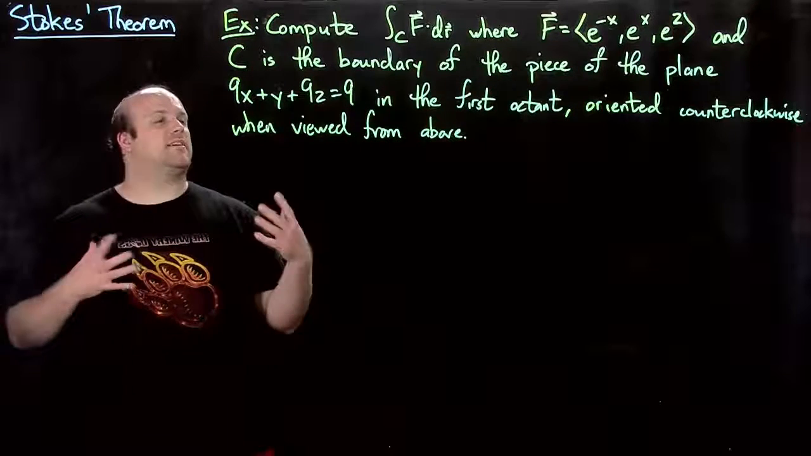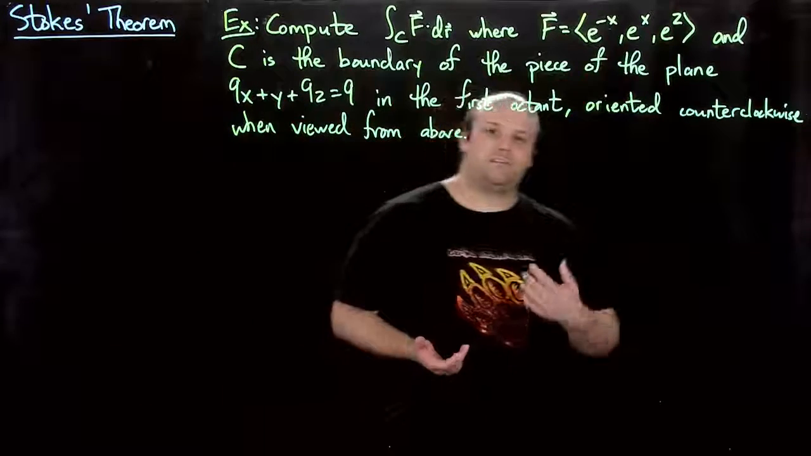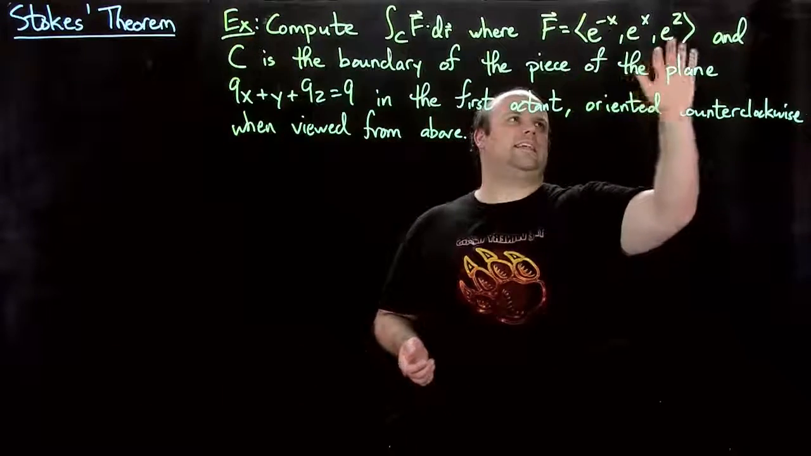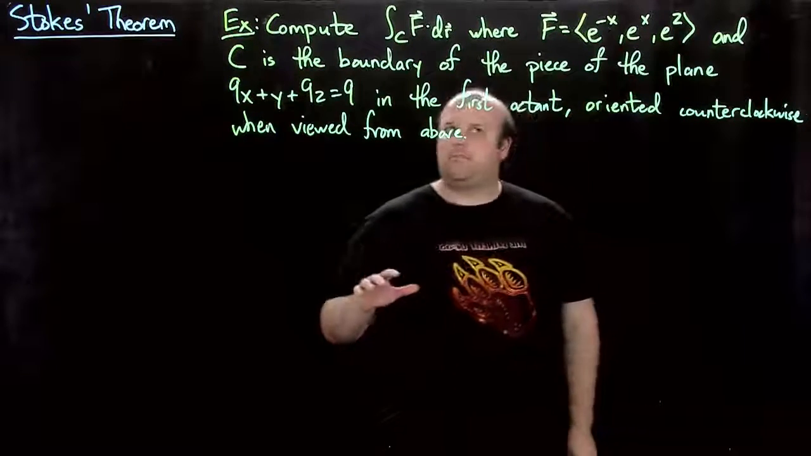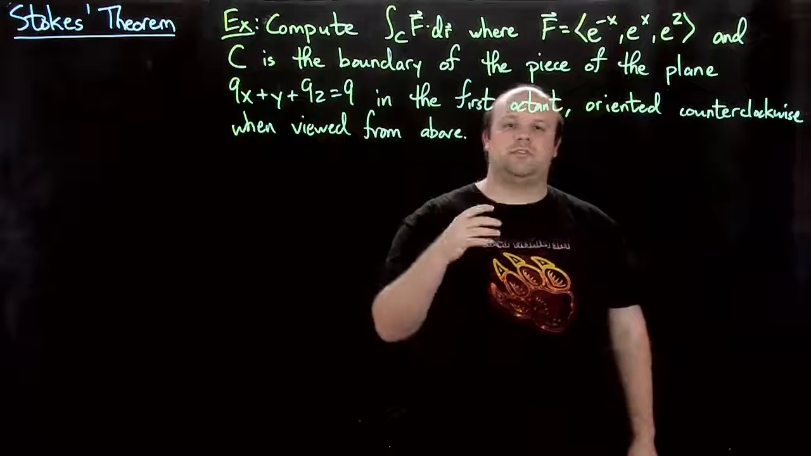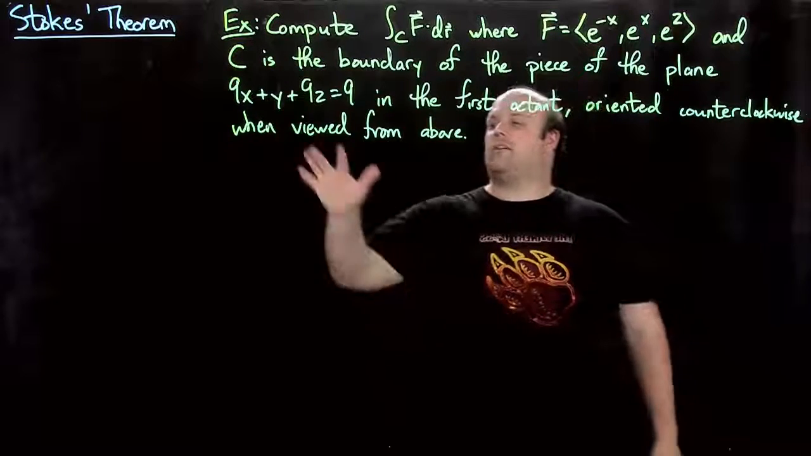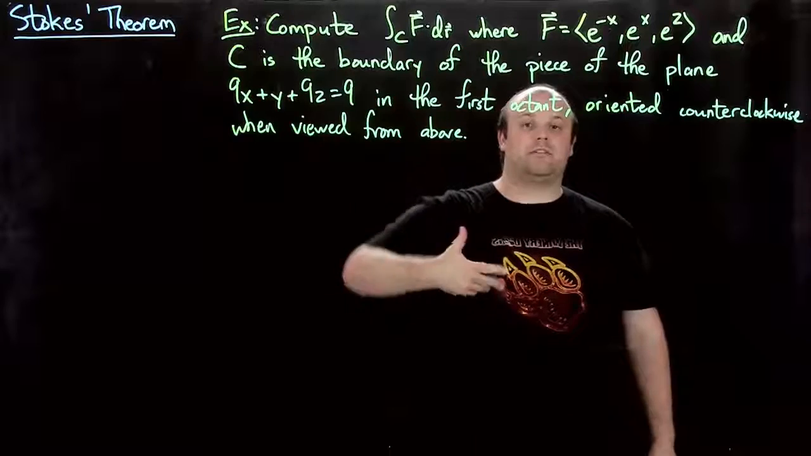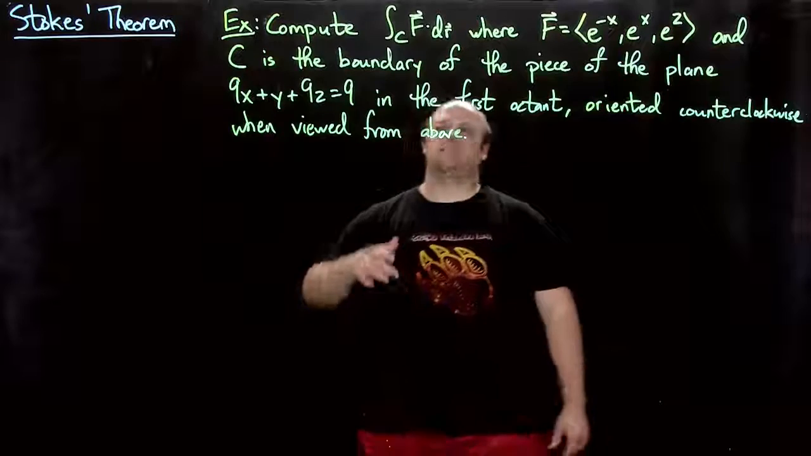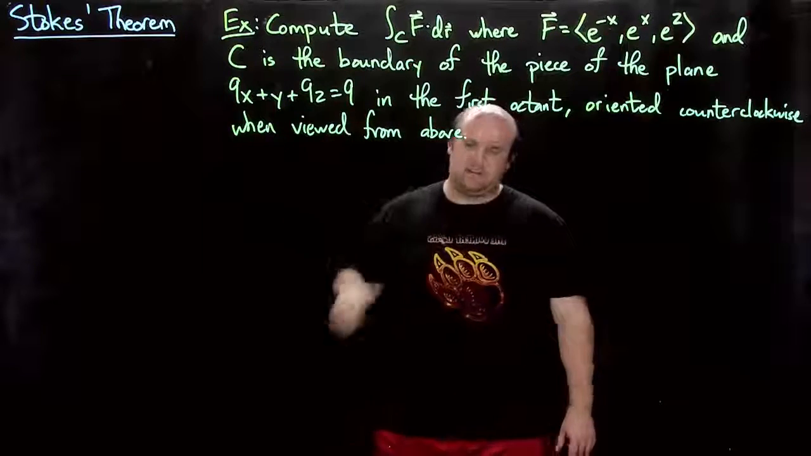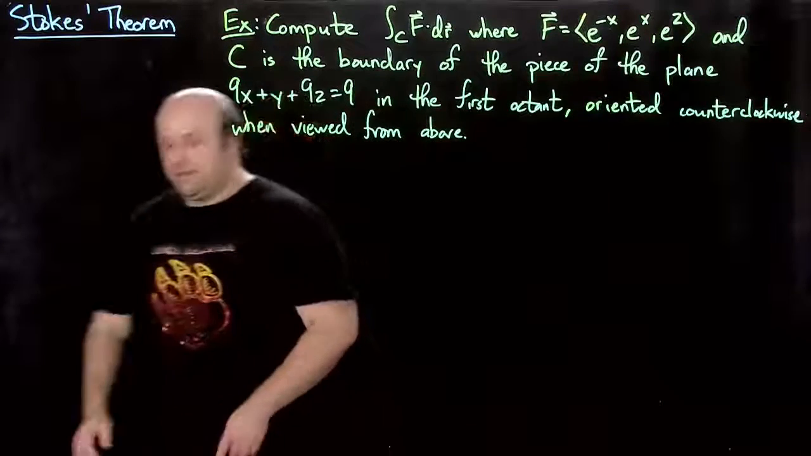Here, we want to compute a line integral, where the vector field we want to integrate is e to the minus x, e to the x, e to the z, and the curve we want to integrate it over is the boundary of the piece of this plane which lies in the first octant. So this plane makes a triangle in the first octant, which means C is a triangle. If we stand high up on the z-axis and look down at it, we should see a counterclockwise orientation.